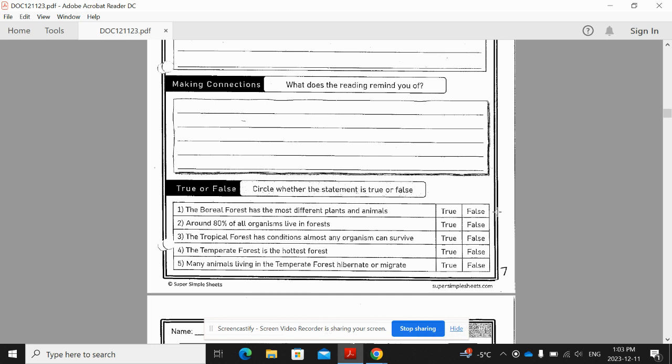Number 1, the boreal forest has the most different plants and animals. So you need to color true or false. Around 80% of all organisms live in forests. The tropical forest has conditions almost any organism can survive. The temperate forest is the hottest forest, and many animals living in the temperate forest hibernate or migrate.